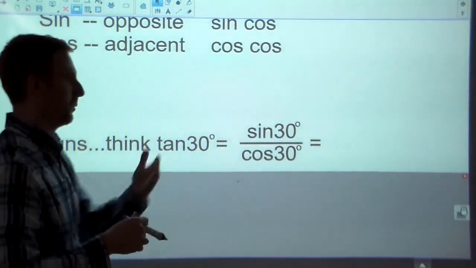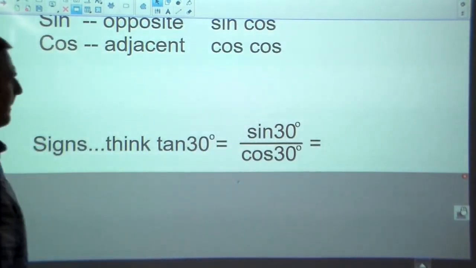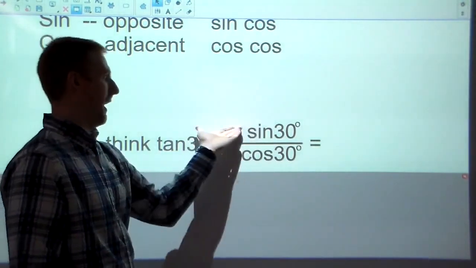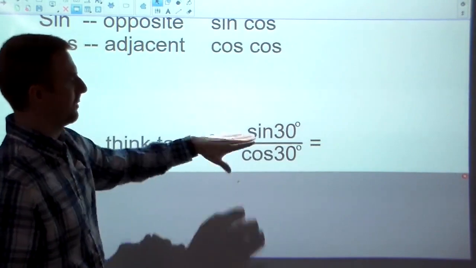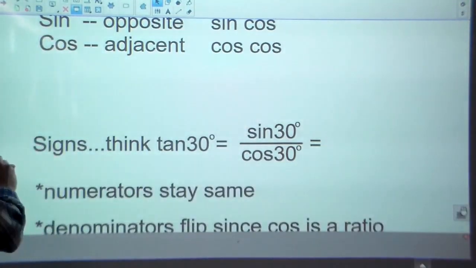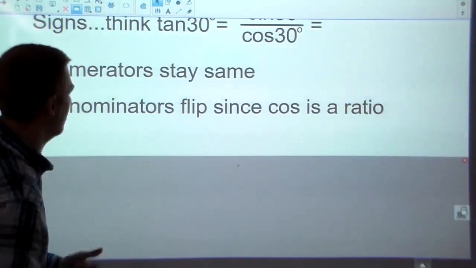Sines, as far as remembering which one stays the same, which one changes. Somebody threw out this one time, think about tangent. You got sine over cosine. Sine is on top, it stays the same. Cosine's on the bottom, it's backwards, it's flipped, however you want to reconcile that. So I just put the numerator stays the same, denominator flips since cosine's a ratio.